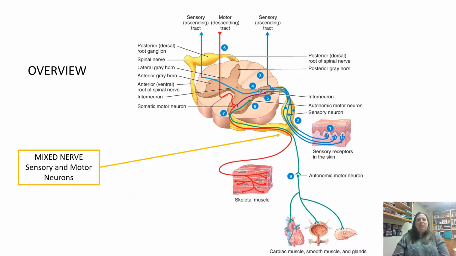So when we look at this little overview here, you have your mixed nerve. When the mixed nerve comes in, we see that there's going to be a sensory and motor portion. Okay, so we see that the sensory portion is shown in blue and the motor portion is shown in red, with the interneuron shown in the purple. We also see in this particular case, because this is part of the thoracic upper lumbar area, there is going to be an autonomic motor neuron that comes through here as well, which is shown in green.